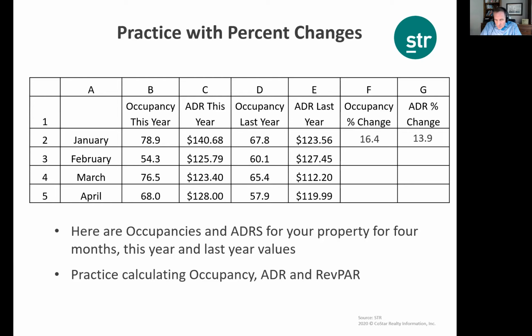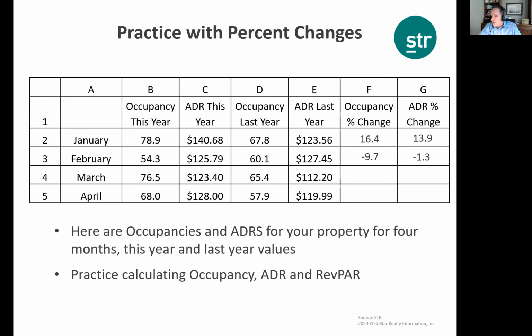Now, we then divide that into 60.1, and then multiply that times 100, and we get negative 9.7. Important to see, percent changes can be positive or negative. Here's an example where the this year number was lower than the last year number, and of course that shows a decrease. Percent change went down.